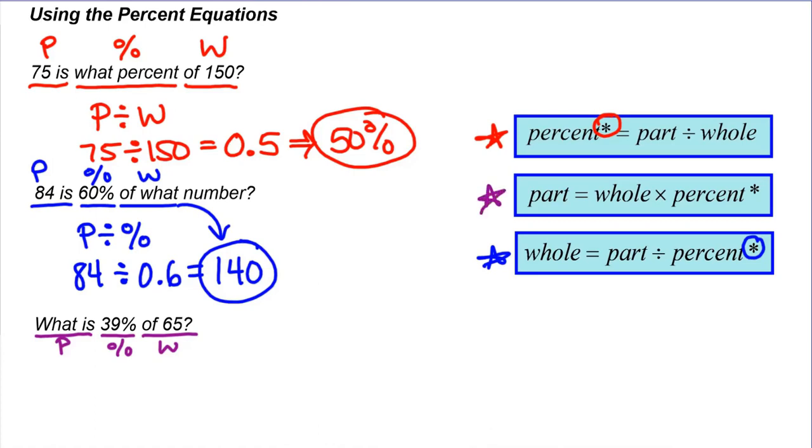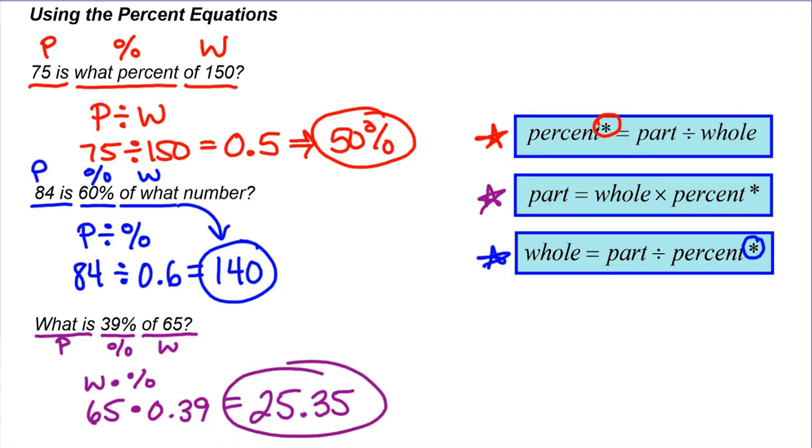So I'm going to be using this equation right here. Part equals whole times percent. So I'm going to take the whole and multiply that by the percent, and the whole is 65, and I'm going to multiply that by the percent again as a decimal. So 39% as a decimal is 0.39. So 65 times 0.39 is 25.35, and that is the part. 25.35 is 39% of 65.